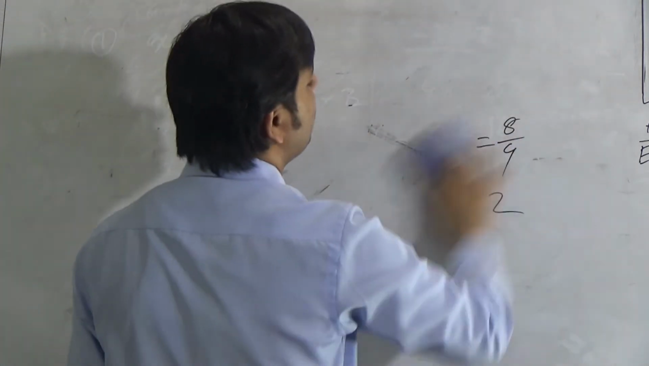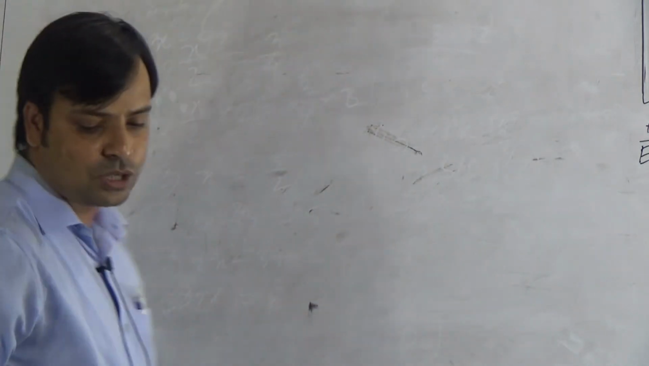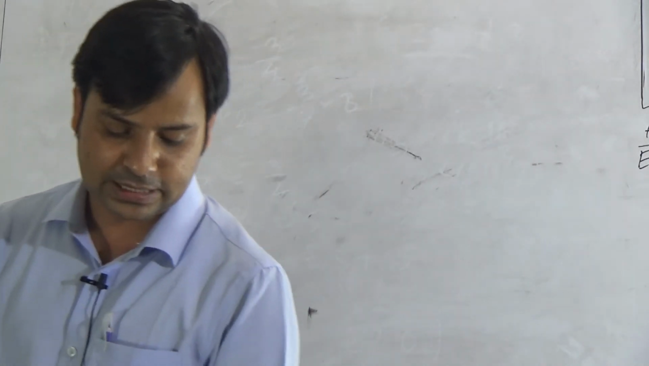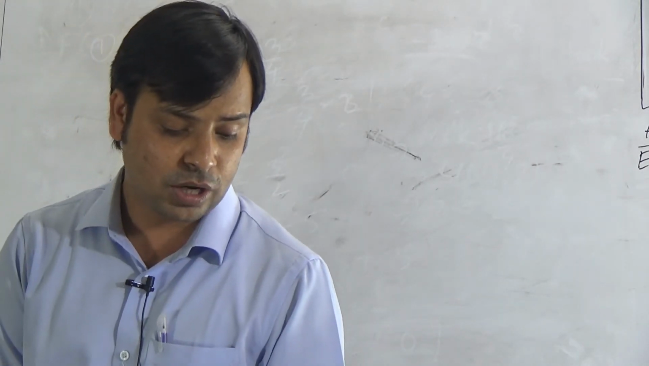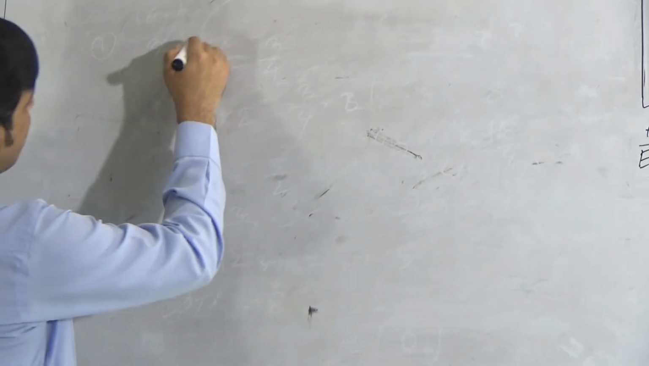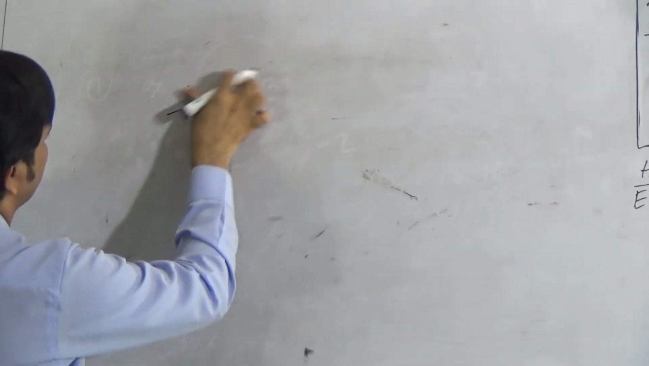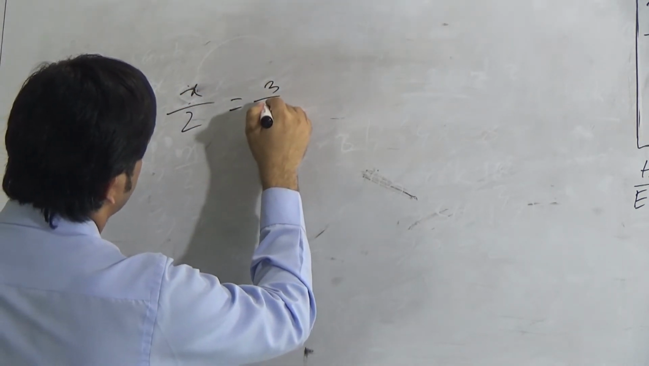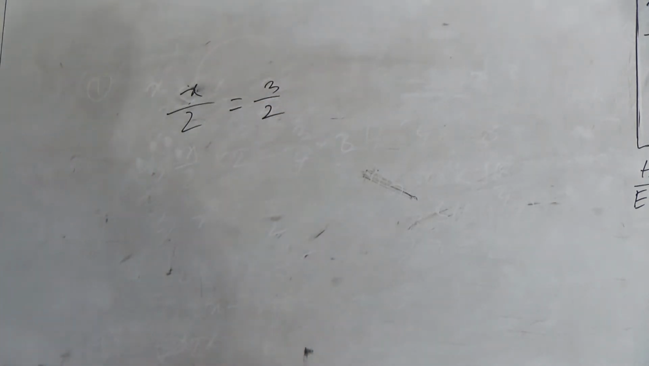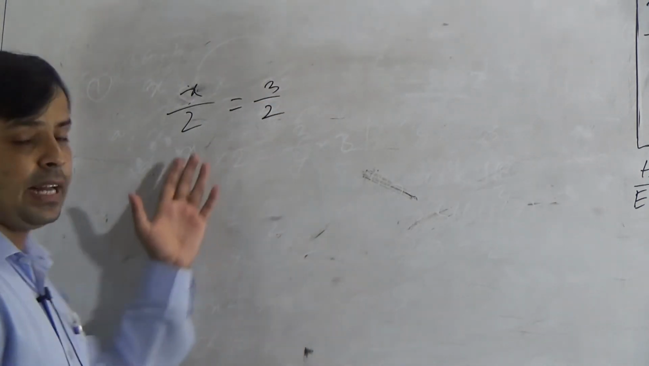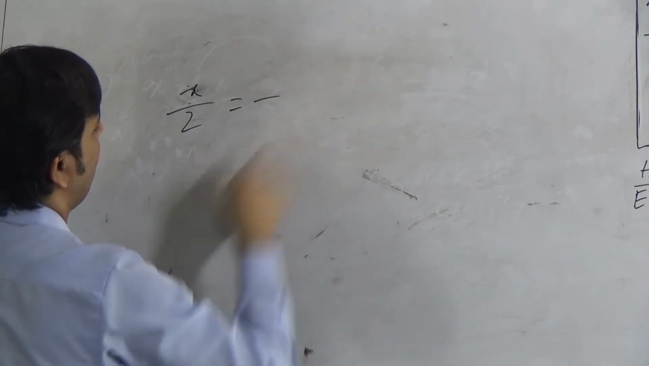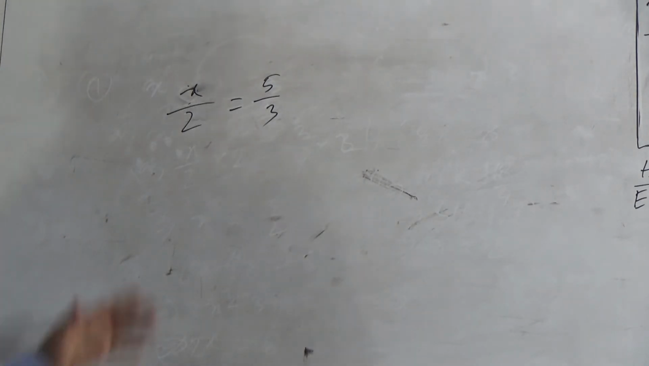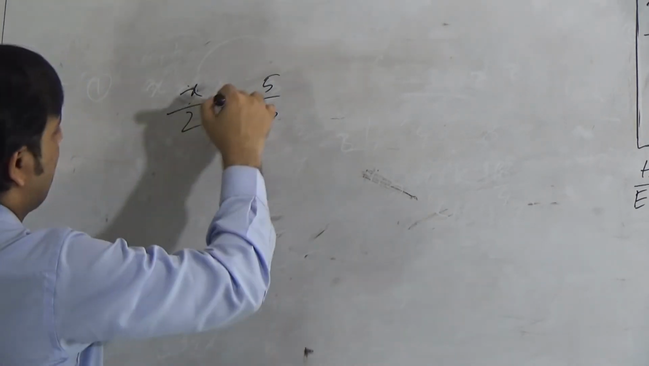Okay, dear students, so I will show you now the next law. The next law is the law of cross multiplication. Dear students, the law of cross multiplication means, if I write a fraction here, x by 2 is equal to 3 by 2, if we write in this way, or we can write here 5 by 3, then we can do the cross multiplication here. It means we have to multiply diagonally.